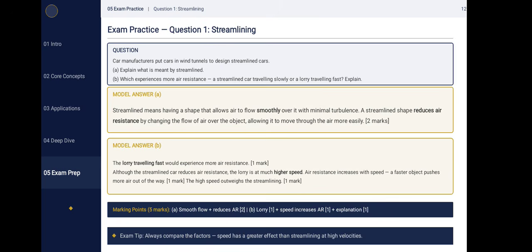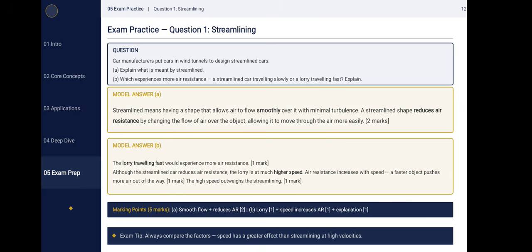So firstly, your question is streamlined. What does it mean? Streamlined means having a special shape that allows air to flow smoothly over it with minimal turbulence, and a streamlined shape reduces air resistance by changing the flow of air over the object, allowing it to move through the air more easily. Got it? You can write the same answer.